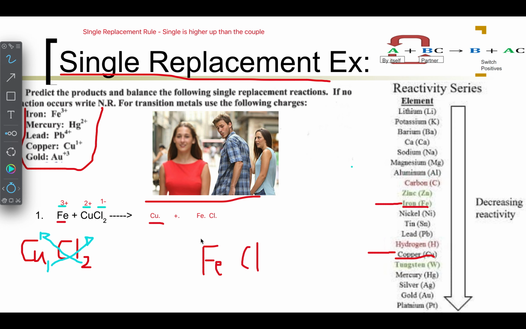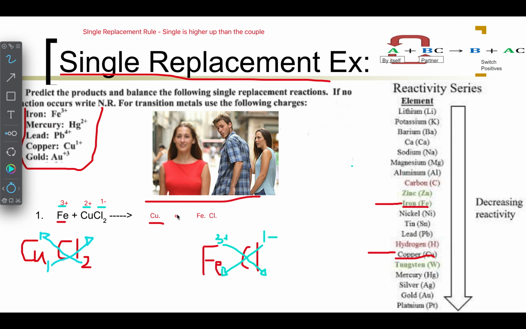We're getting these from over here. Fe is a 3+, and Cl is a 1-, and then we're going to do that cross. This time we're going the other way, right? Because we're forming a compound. When you form a compound, you go down. When you break up a compound, you go up.